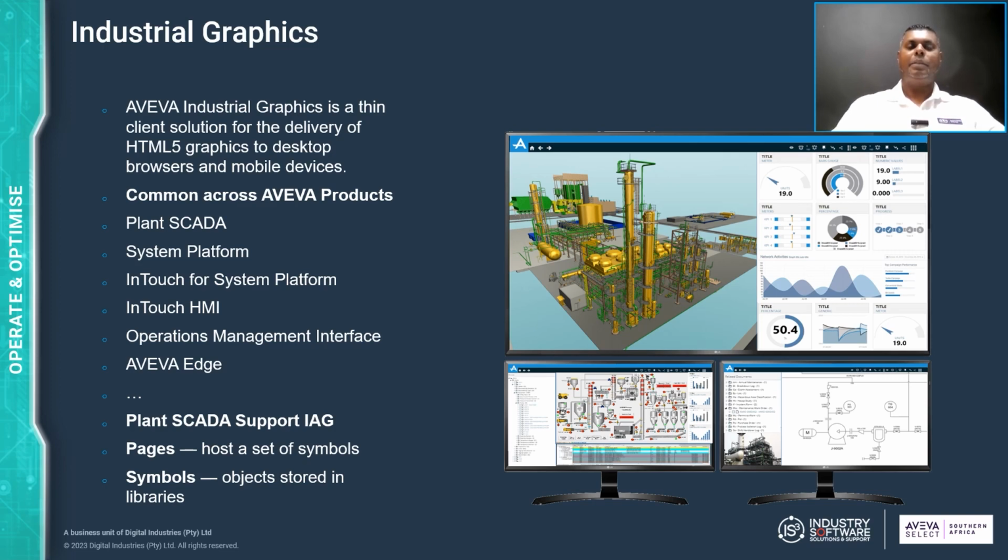Plant SCADA supports two types of industrial graphics. The first being pages, which is used to host a set of symbols, and symbols, these are industrial graphic objects that are stored within libraries.